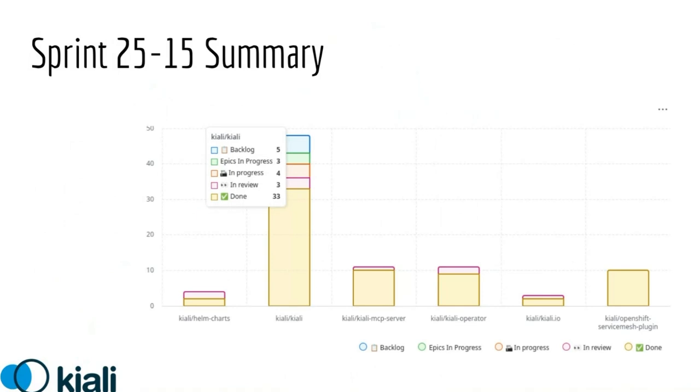So let's start. In this sprint, a lot of work has been done on the Kiali project. On the Kiali repository itself, there are 33 done items. There are several in progress and in preview, pull requests and tasks. We have 3 epics in progress. I also want to mention that in this sprint, a lot of work was done on the Kiali MCP server side. We are adding more and more new features on Kiali MCP, which will request information from the Kiali side.